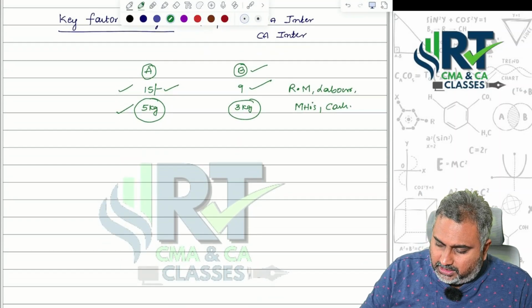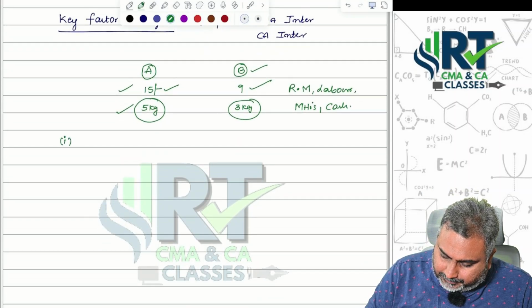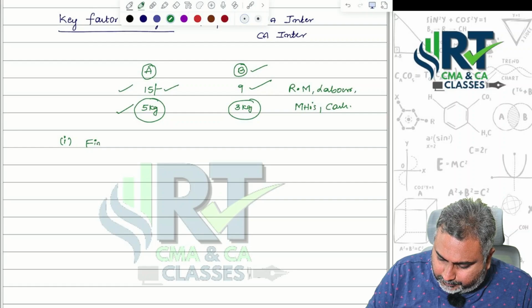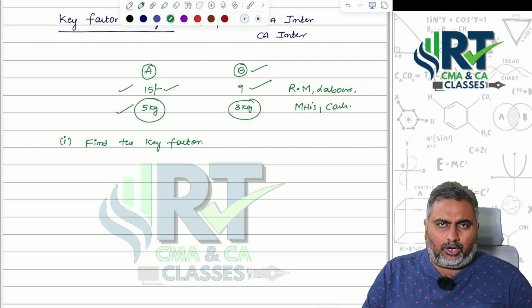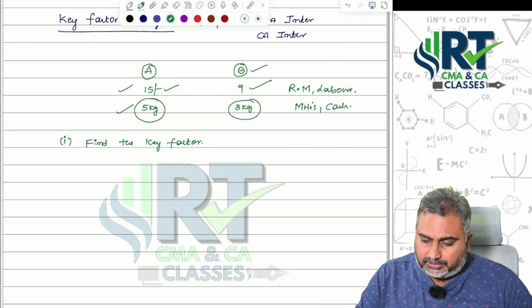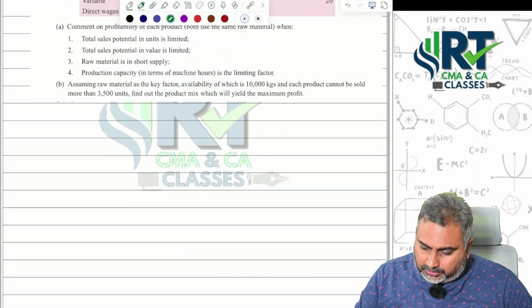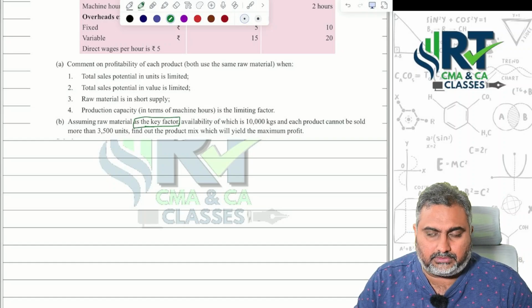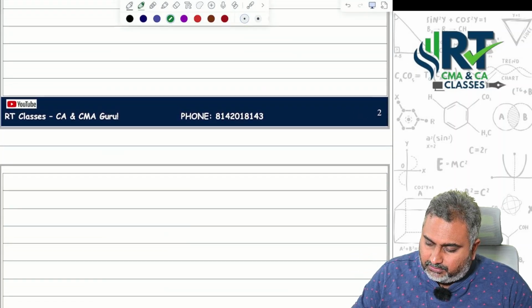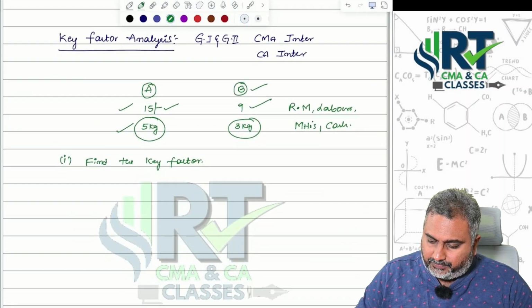Then what to do? First step is to find the key factor. How to find it out? They will give you in the question. Like if you see this question here, raw material is the key factor. Like that, they will provide it in the question. So by seeing the question, you come to know what the key factor is.